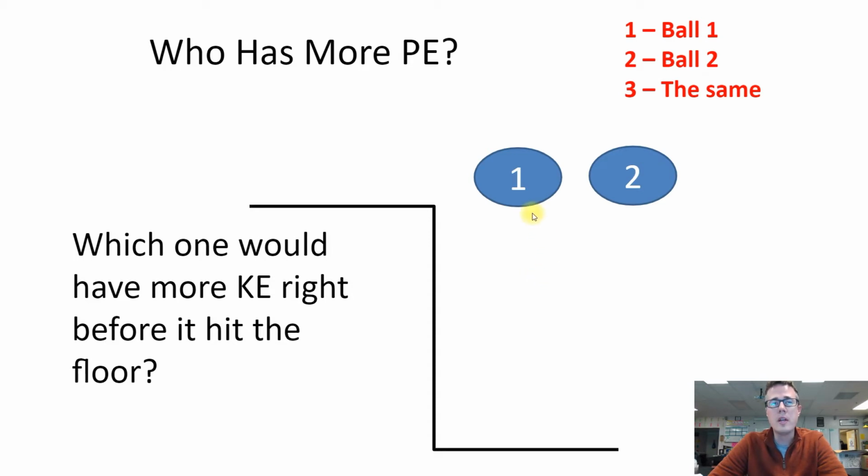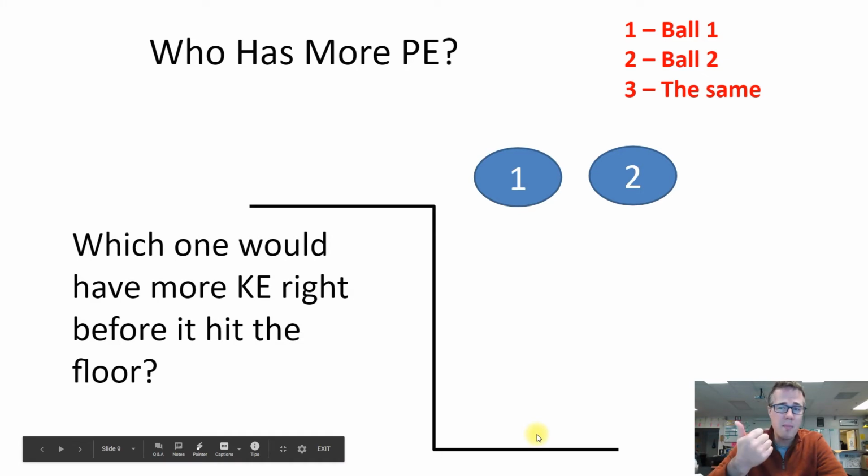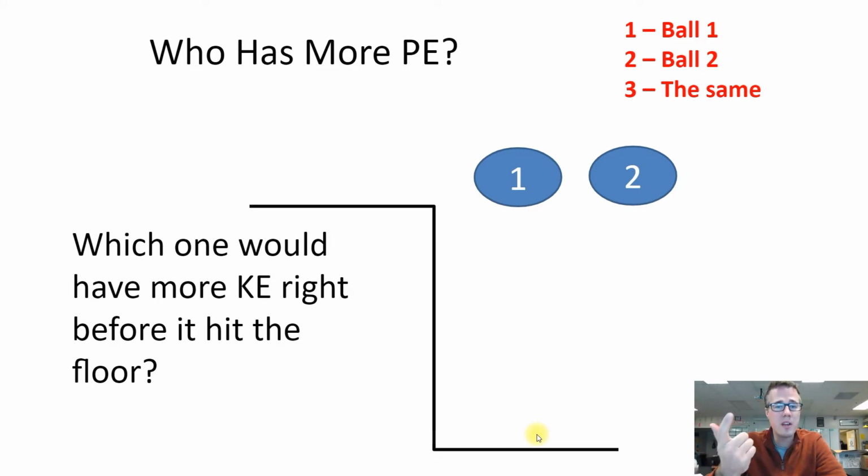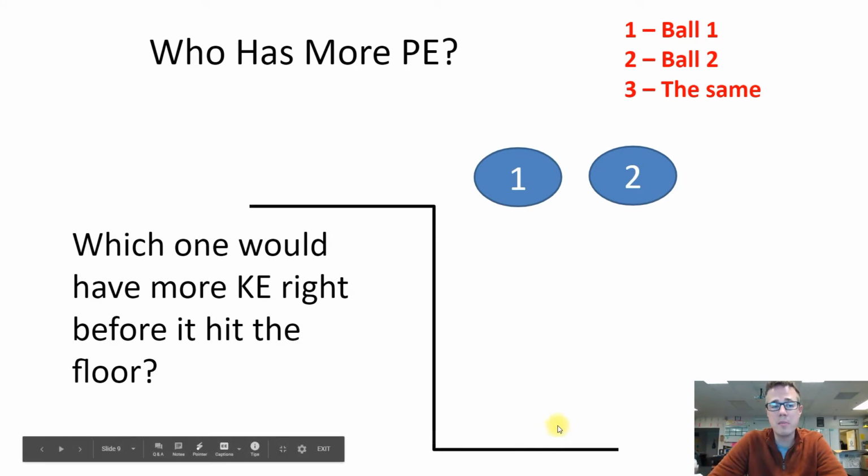Hopefully you're thinking, well, we learned that gravity pulls all objects at the same acceleration. So as they're falling, they're going to go the same velocity. And so right before they hit the floor, if they have the same mass, and they're going to be going the same velocity, they're going to have the same momentum. So they're going to have the same kinetic energy right before they hit the floor. So that's the easy one.